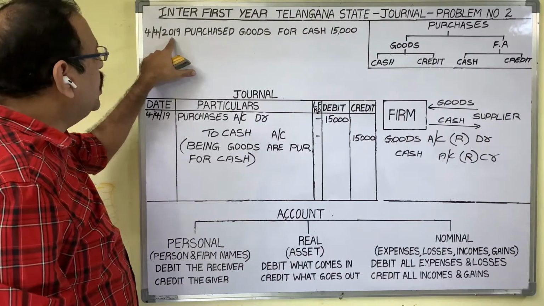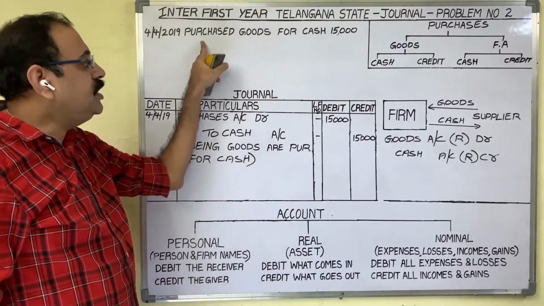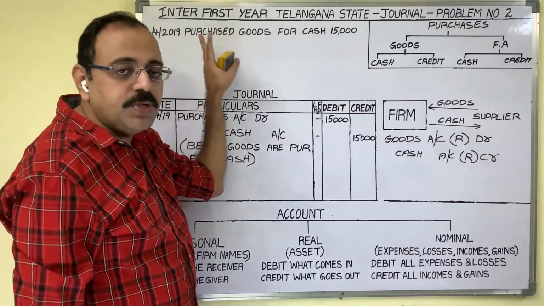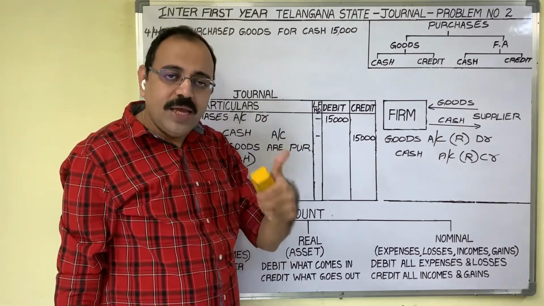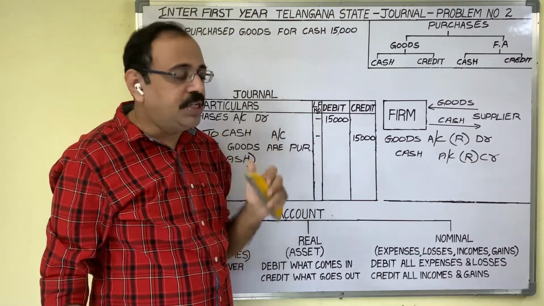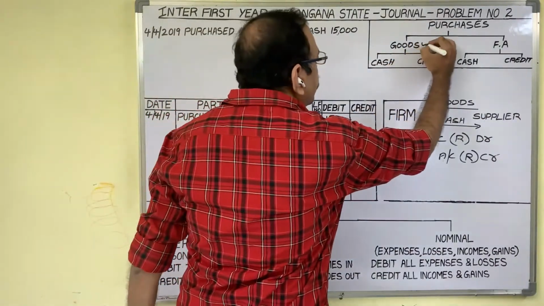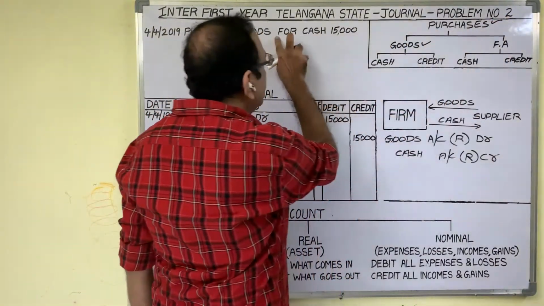Fourth day transaction is purchased goods for cash 15,000. When a purchase transaction is given, we should observe two points now. What they purchased, how they purchased. Clearly it has given that information. The firm purchased goods for cash.